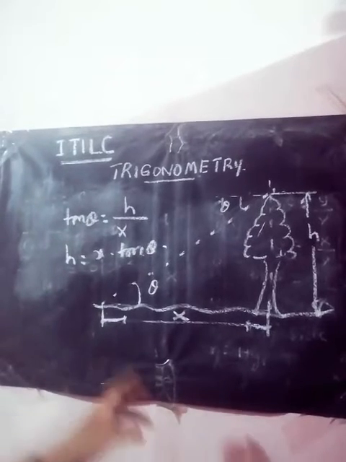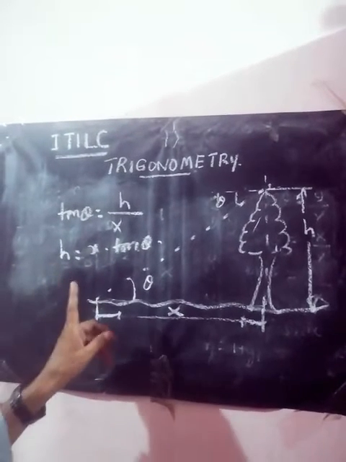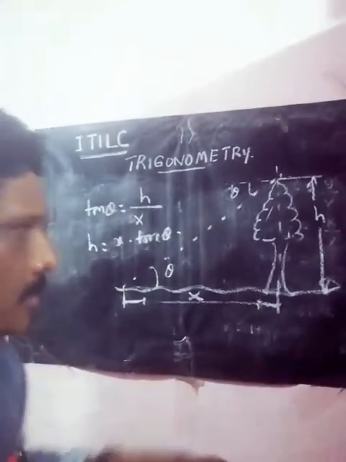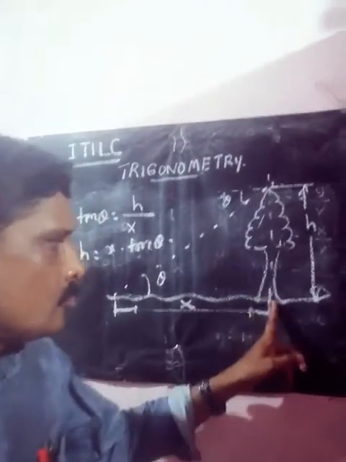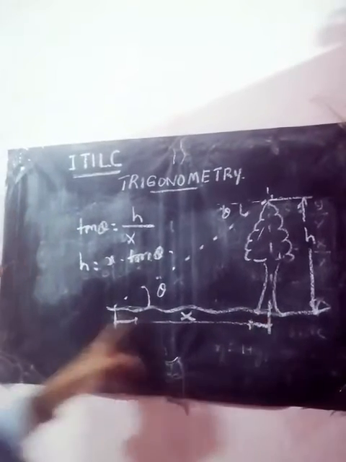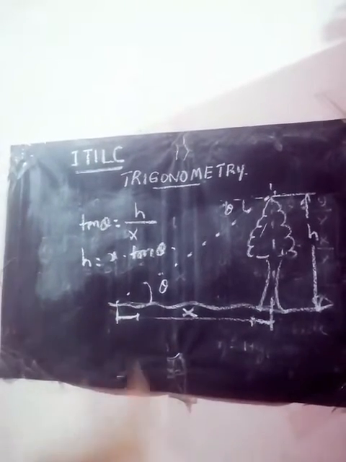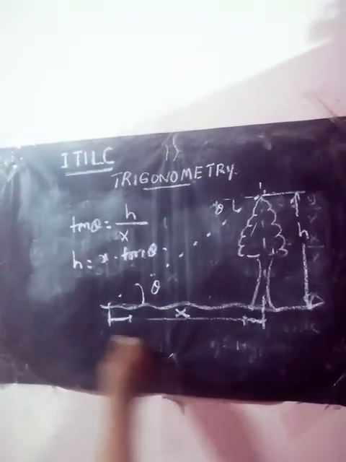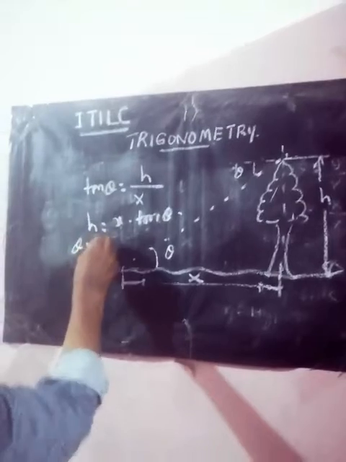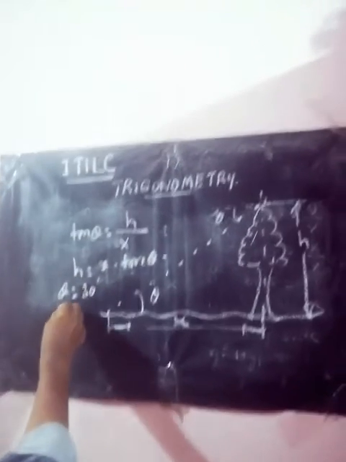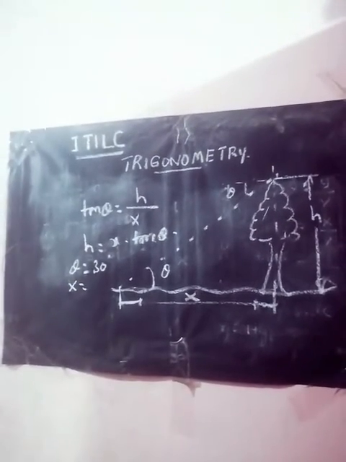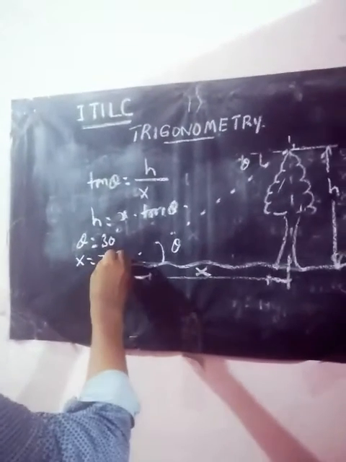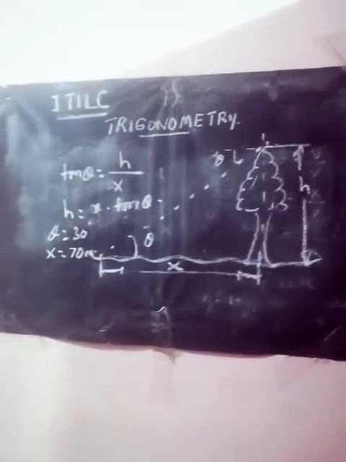So what we have to do is just find a point where the angle of elevation is to be measured. That means it is measured from the foot of the tree to the point of observation. That can be any distance. For example, suppose the angle theta measured is 30 degrees and the horizontal distance x we walked is about 70 meters.